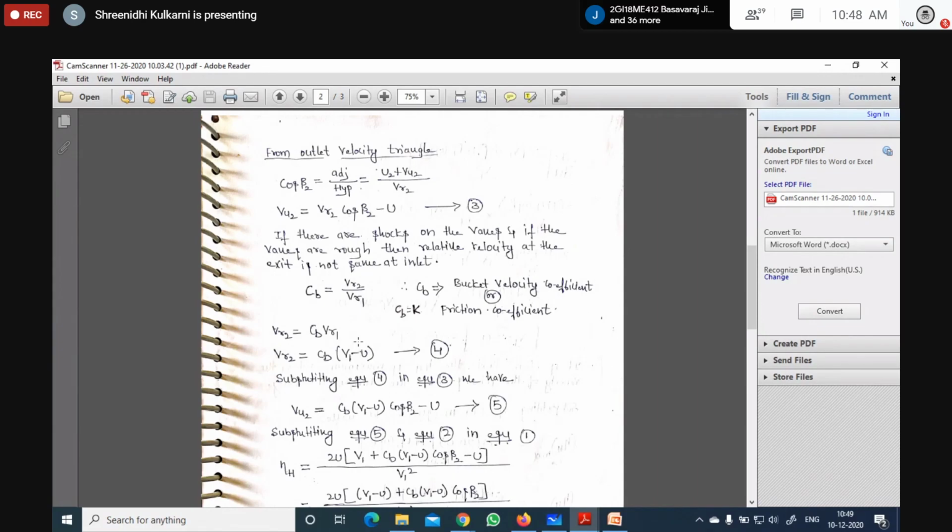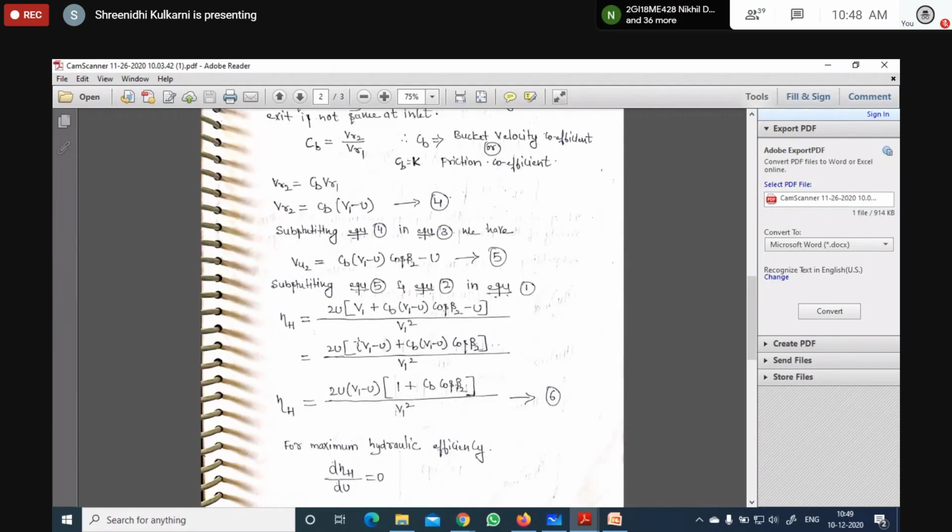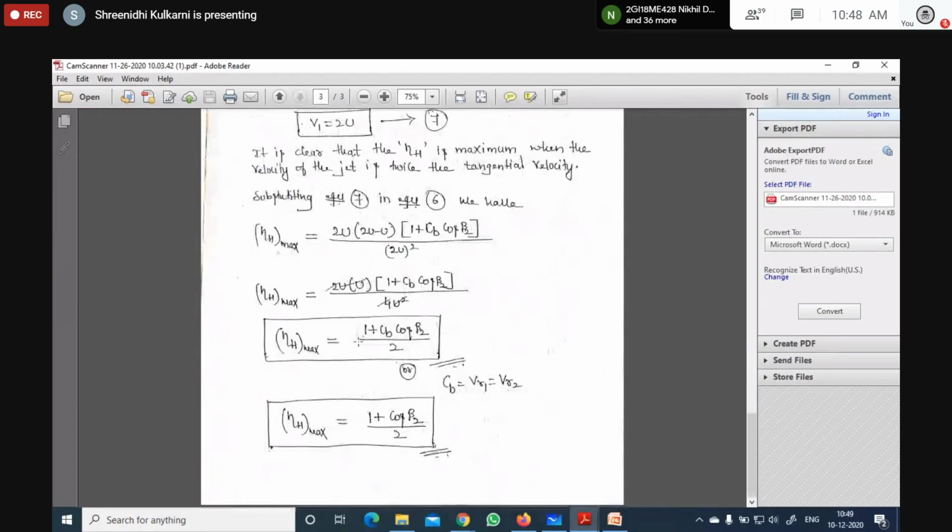So I'll repeat once again. If there are no shocks on the vanes and if the vanes are very smooth, then what about the relative velocity? Equal, sir, both. It is equal. This is very important because while deriving, definitely they are going to give this.